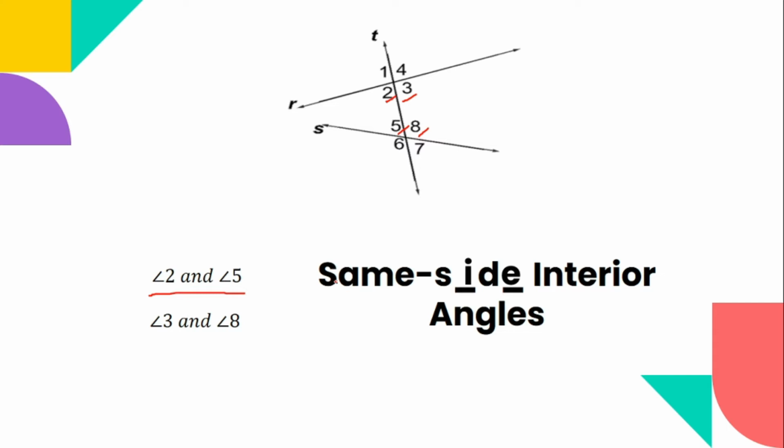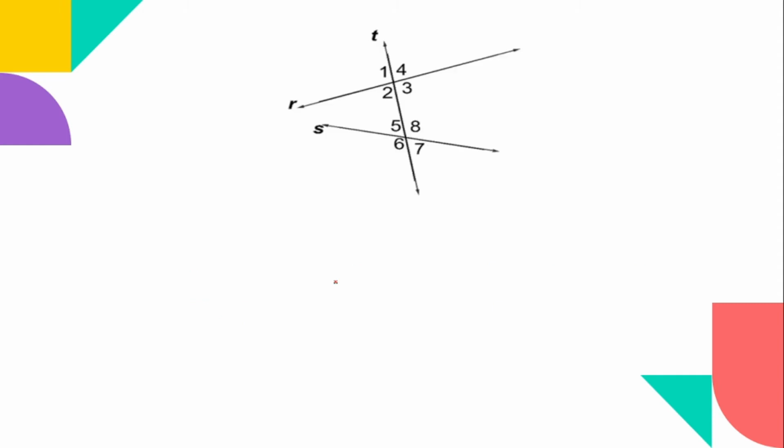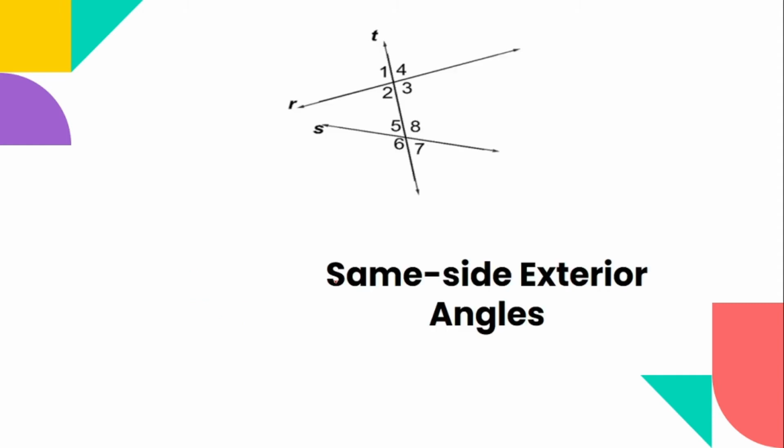Next, the same figure. I have now same side exterior naman. So we're looking for the same side exterior angles this time. So I have here, kanina interior tayo. So titingin tayo sa labas naman, dun sa mga exterior angles natin. At sabi natin kanina, ang ating exterior angles ay ang 1, 4, 6, and 7.